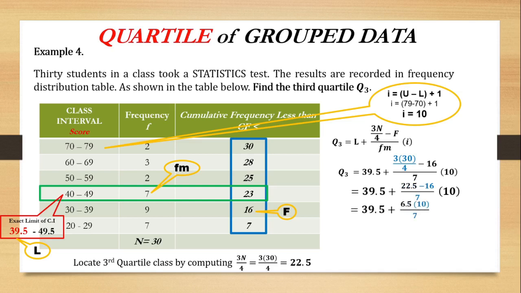39.5 plus 22.5 minus 16, divided by 7, times 10, is equal to 39.5 plus 6.5 times 10 divided by 7. So as we update our equation, 39.5 plus 65 divided by 7 is equal to 39.5 plus 9.29. Then we can say our third quartile is equal to 48.79.